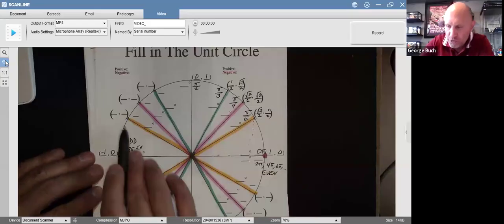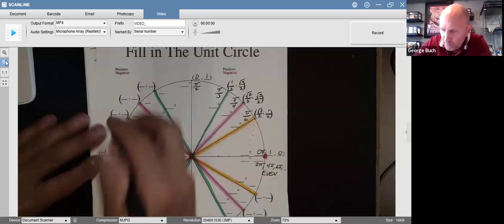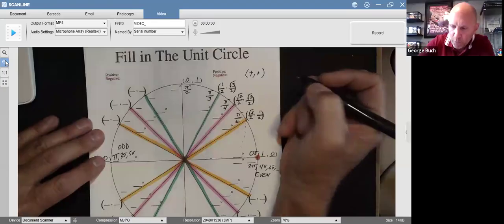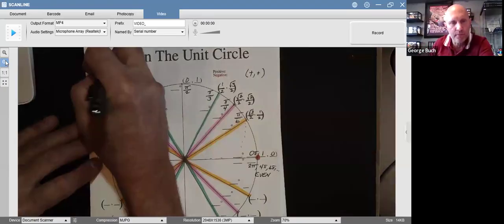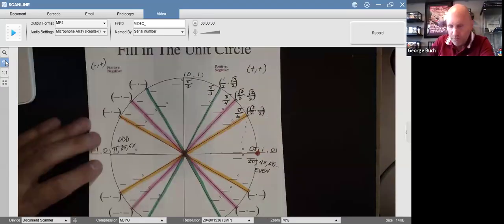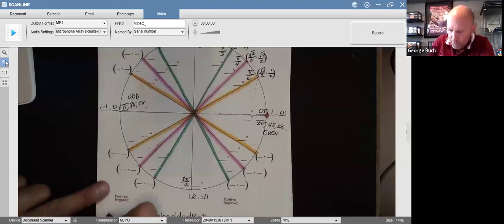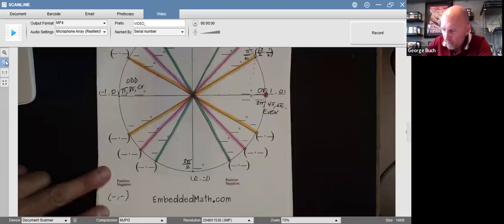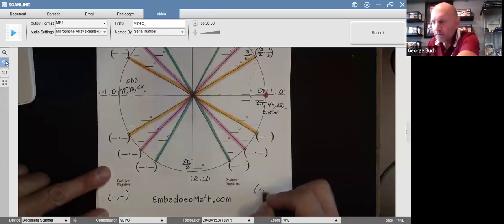But in quadrant 1, everything is positive, right? X and Y are both positive. In quadrant 2, X is negative, Y is positive. In quadrant 3, they're both negative. And in quadrant 4, X is positive, Y is negative.